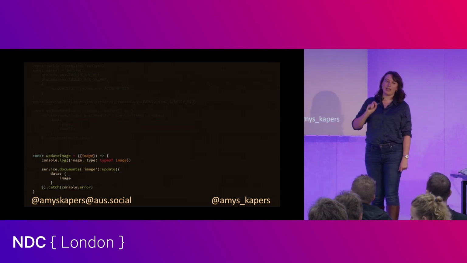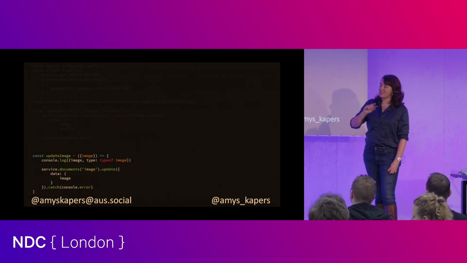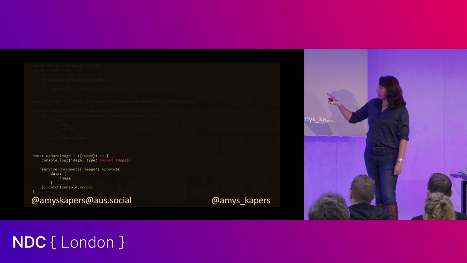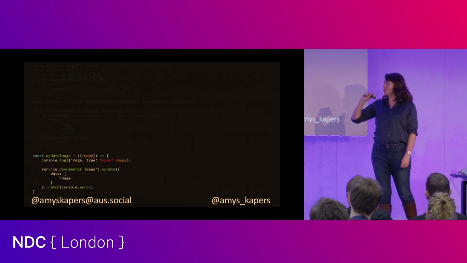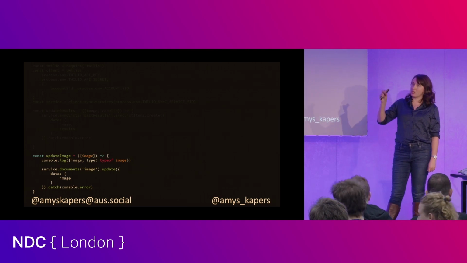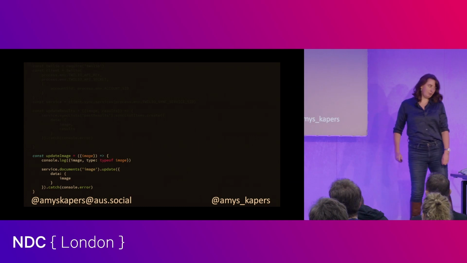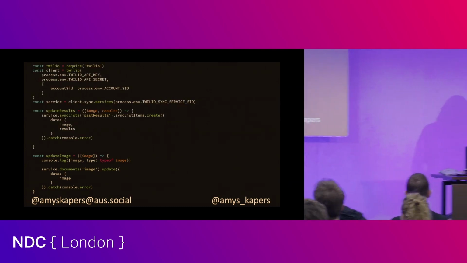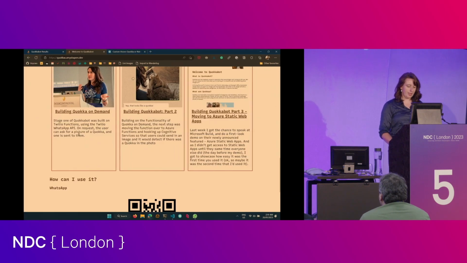I then have an update image function, and I'm going to get the last image that was sent. I'm going to send it in an image, and I'm going to set the documents, the image document, I'm going to update it to be the image URL, which we're able to see.